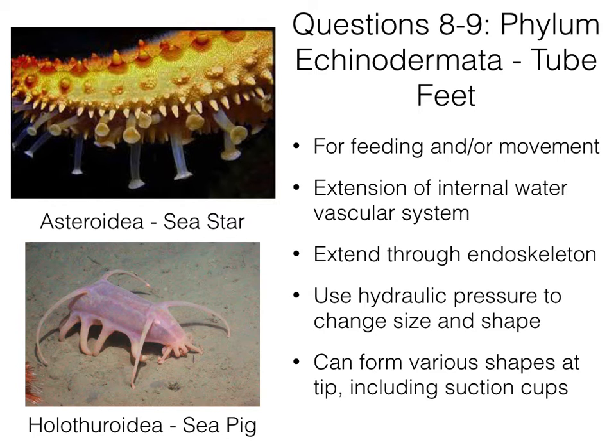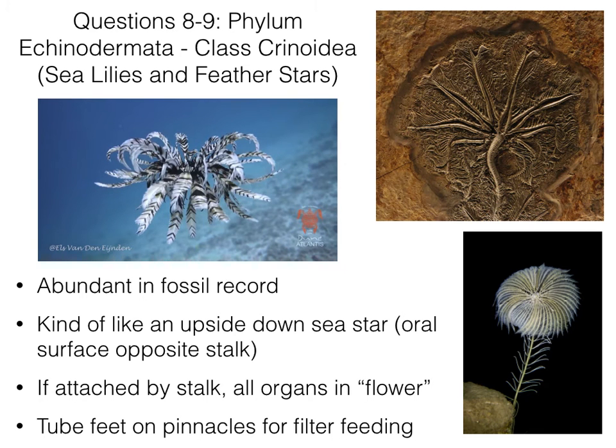All right, so next we're going to talk about various classes of echinoderms. The first one is the class Crinoidea. Okay, these are what's called sea lilies and feather stars. They got the name sea lilies because a lot of them, like the one on the bottom right, are attached and they kind of look like flowers. These were some of the earliest echinoderms that we have in the fossil record. At times, they were incredibly abundant on the planet. They're kind of like an upside down sea star.